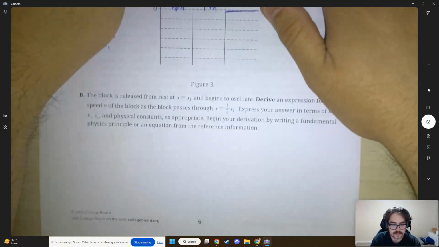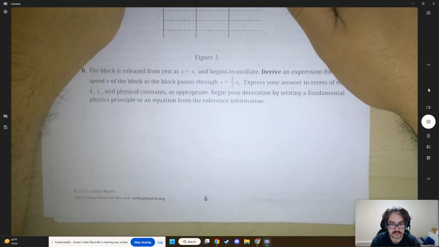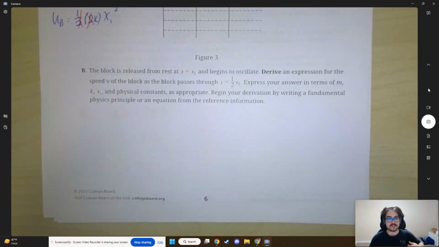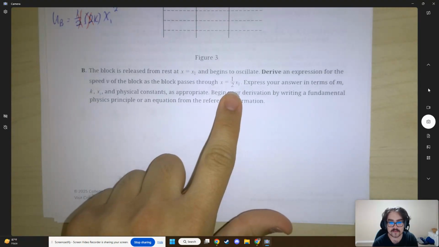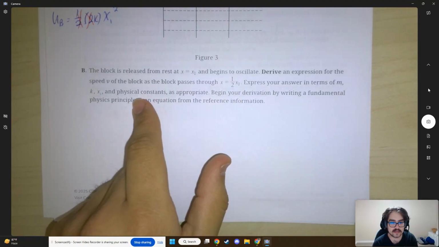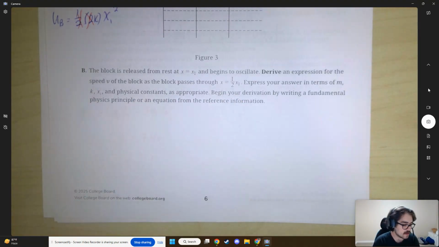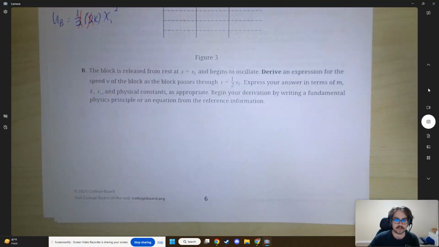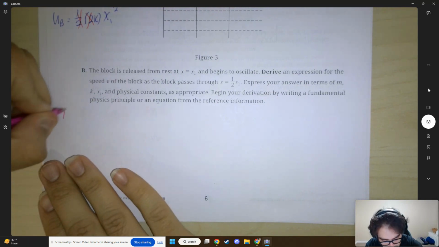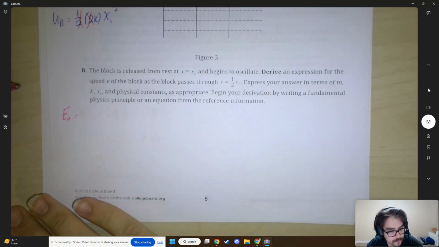The block is released from rest at x equals x sub 1 and begins to oscillate. Derive an expression for the speed v of the block as the block passes through 1/2 x sub 1. Express your answer in terms of m, k, x sub 1, and physical constants as appropriate. I'm going to use conservation of energy. It says there is no friction, so if this is an oscillation, the energy should be completely conserved.